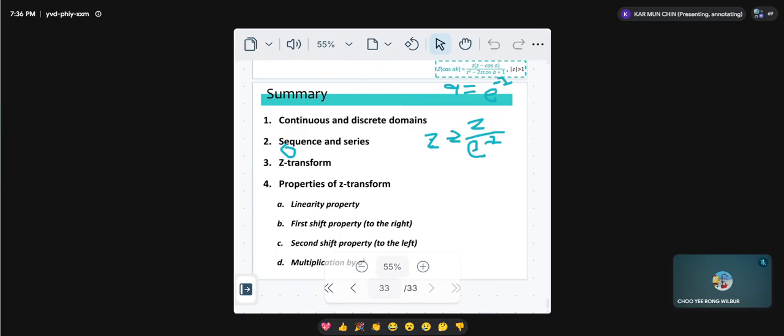Any question for this? No question? Okay, I suppose the z transform will be much easier. So if no question, I think that's all for today. For those who have questions, you can stay in the chat.